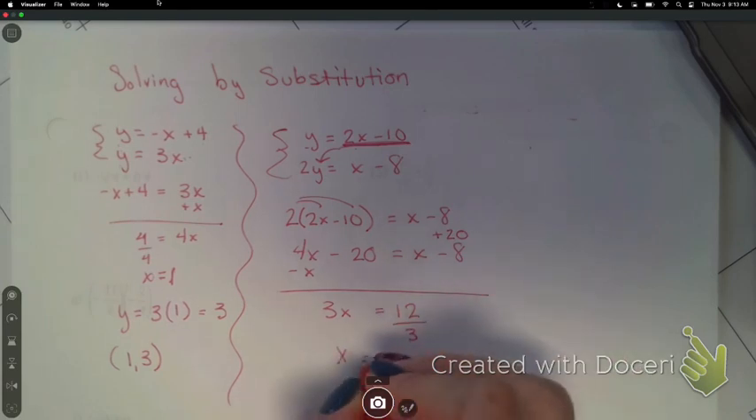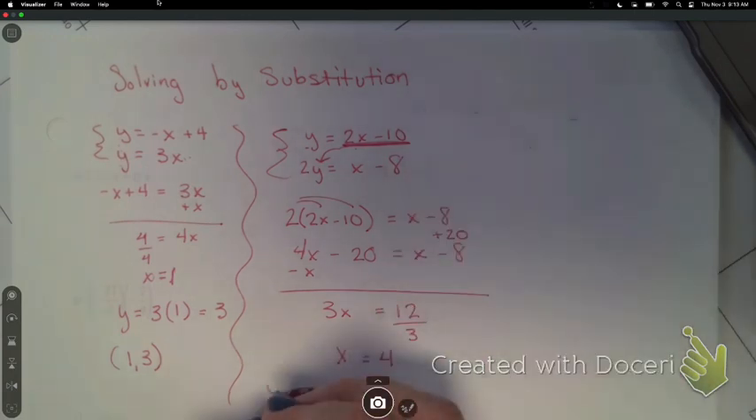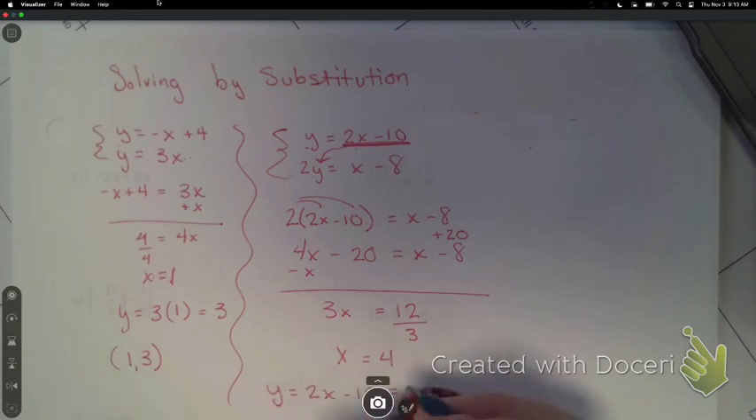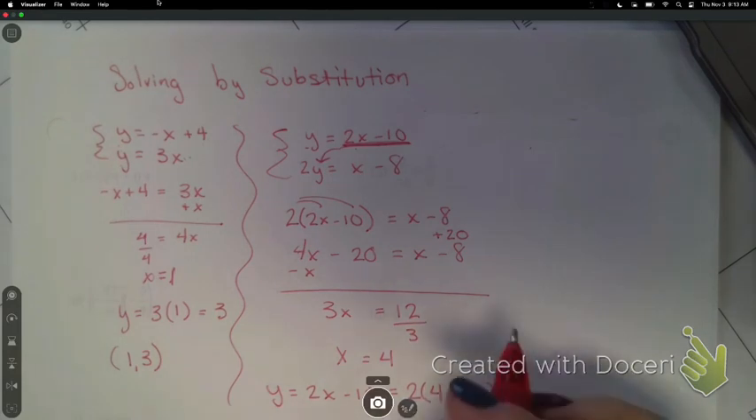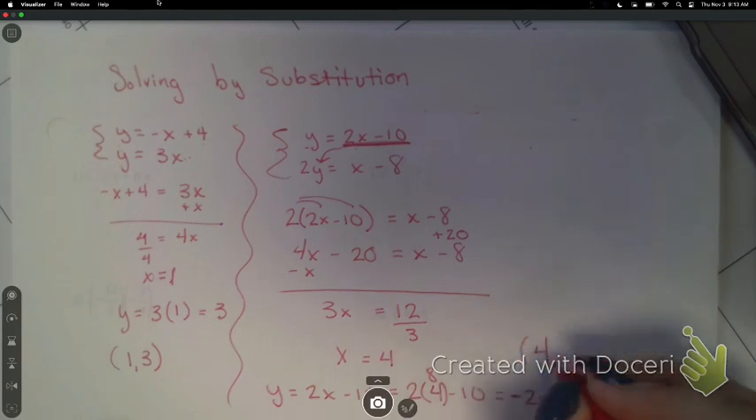So x equals 4. Now it does matter which equation we put it back into. We put it back into y equals 2x minus 10. So 2 times 4 is 8, minus 10. So it's negative 2. And so the solution is 4, negative 2. 4 comma negative 2.